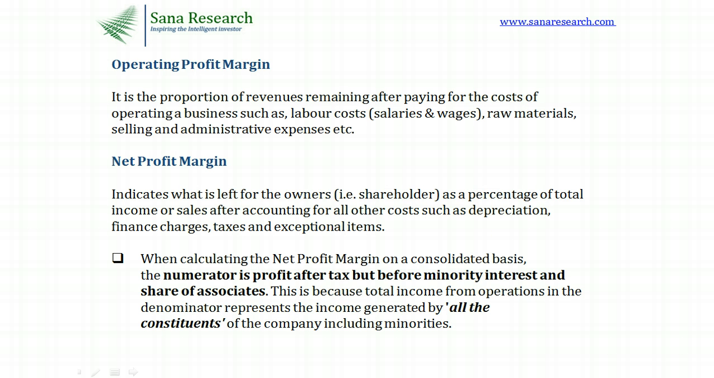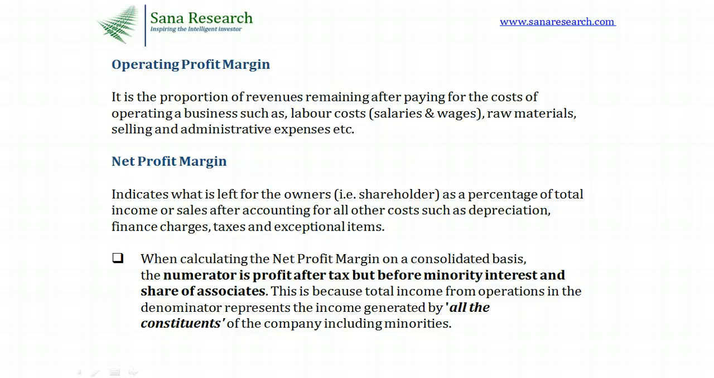To brush it up again, operating profit margin ratio is the proportion of revenue remaining after paying for the costs of operating a business, such as labor costs, raw materials, selling and administrative expenses, etc. Net profit margin indicates what is left for the owners as a percentage of total income or sales after accounting for all other costs such as depreciation, finance charges, taxes, and exceptional items.